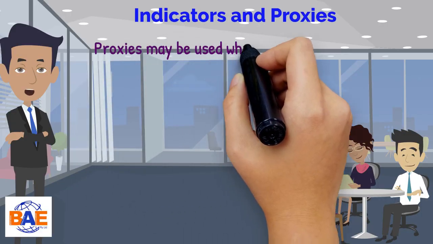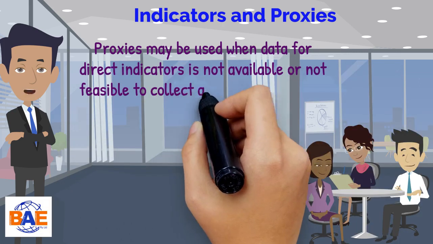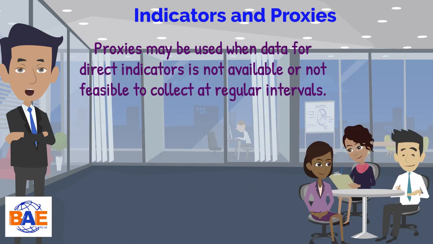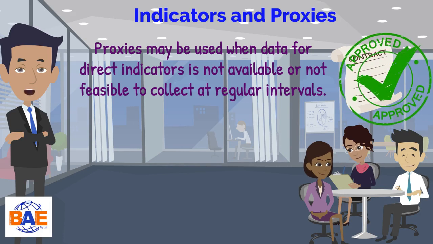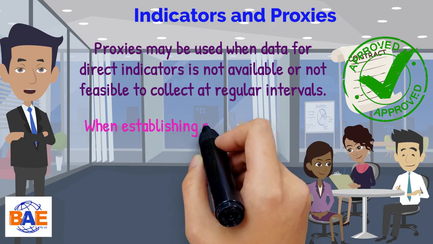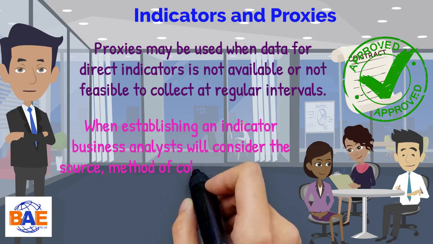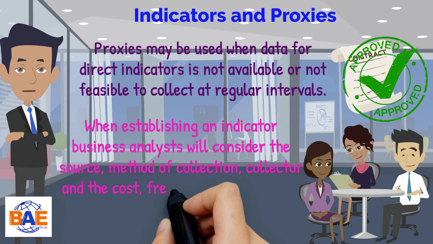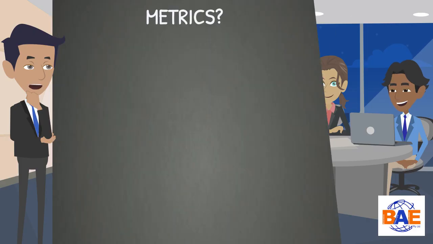Proxies can be used when data for direct indicators is not available or when it is not feasible to collect at regular intervals. For example, in the absence of a survey of client satisfaction, an organization might use the proportion of all contracts renewed as an indicator. When establishing an indicator, business analysts will consider its source, method of collection, collector, and the cost, frequency, and difficulty of collection. Now let us consider the term metric.